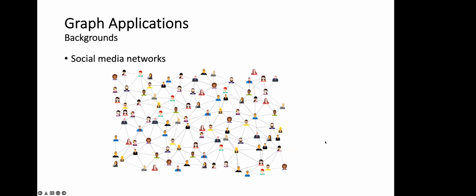A graph can also be used to represent social media networks. In social media networks, we can think of nodes as users and edges as their connections. So we can use a graph to predict some properties of each user or learn about their interactions or relationships.